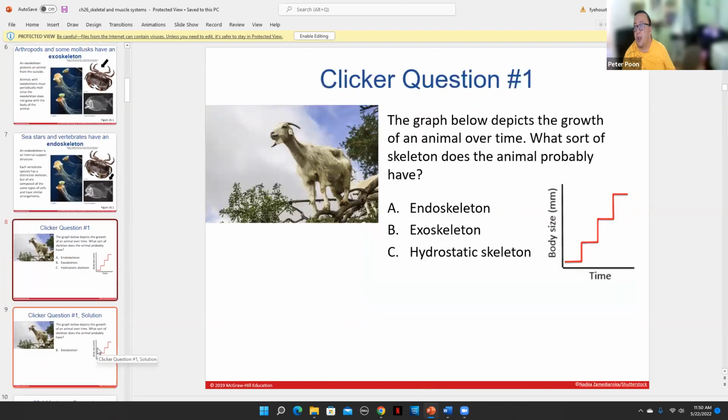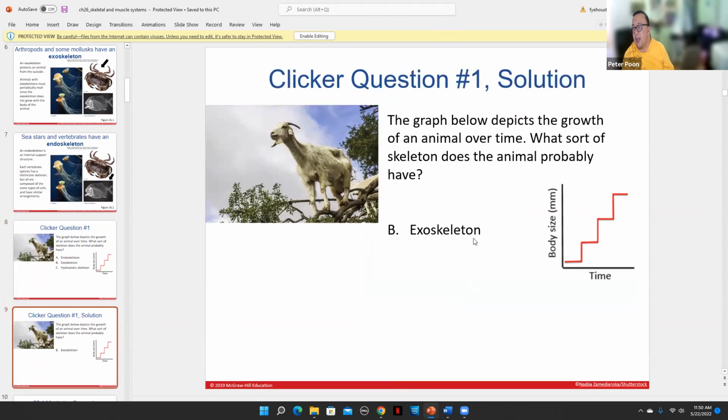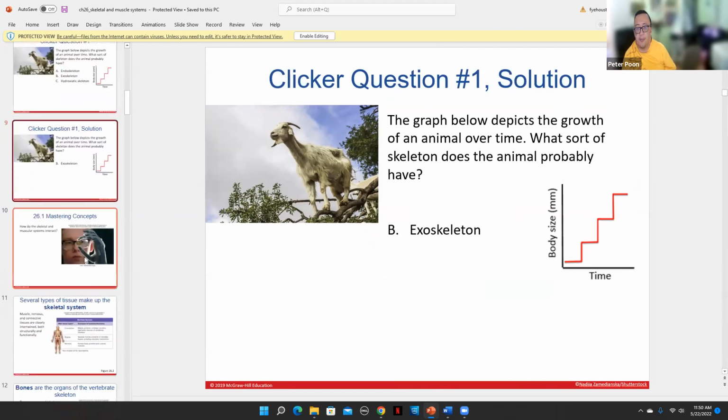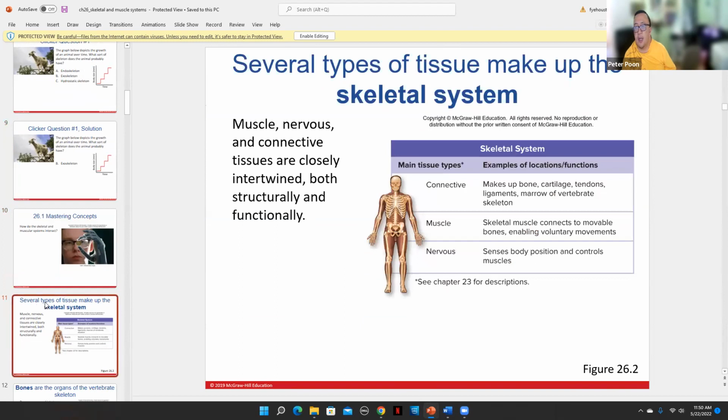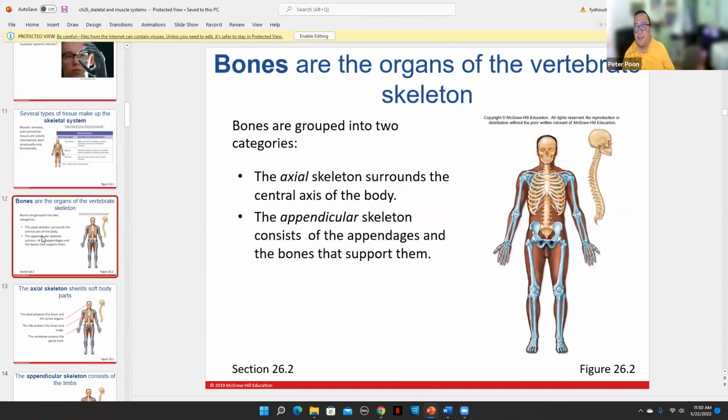Okay. So clicker question number one: the graph below depicts the growth of an animal over time. What sort of skeleton does that animal probably have? And the answer to that is exoskeleton, because when you have an exoskeleton, you can only really grow in size in between molts.